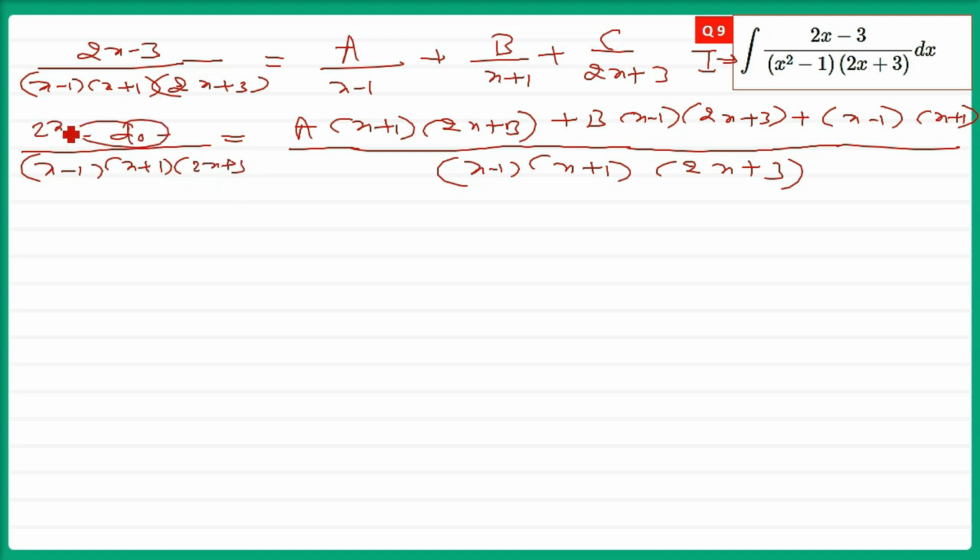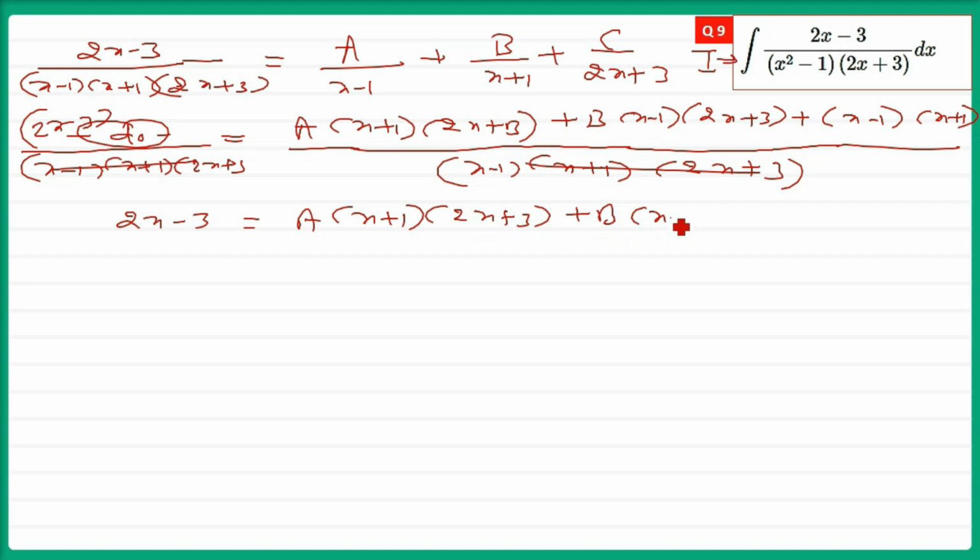The numerator is 2x minus 3. Now cancel this denominator and call the numerator equation number 1. So equation number 1, let me write it because it's very important. 2x minus 3 will be equal to a into x plus 1 into 2x plus 3, plus b into x minus 1 into 2x plus 3, plus c into x minus 1 into x plus 1. C is here. We will find out a, b, c.